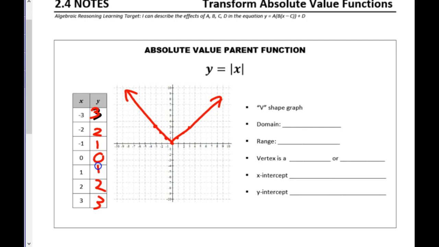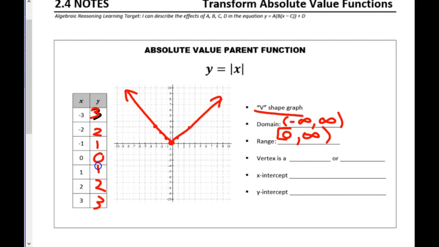Okay. And like it says at the top, it should look kind of like a V. And we already did the next part, domain and range. What's the domain? Negative infinity to positive infinity. But the range, how far down does it go? 0 with the bracket to infinity with the parentheses. Okay.